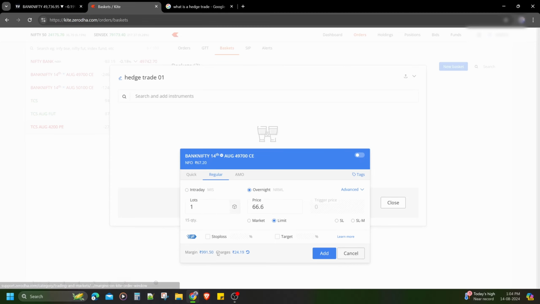If you can observe here, in order to buy this call option, you just need 991 rupees, and the charges are coming around 24 rupees. Observe the margin change when I select the sell option. See here, it has gone from 991 rupees to upwards of 1 lakh. So in order to use less capital and also protect us from the unlimited loss, we will use the hedge trade.